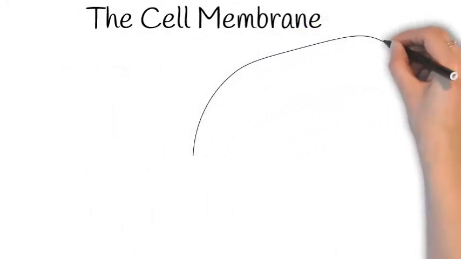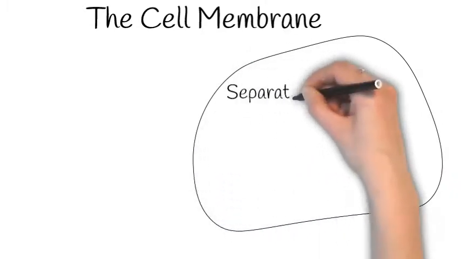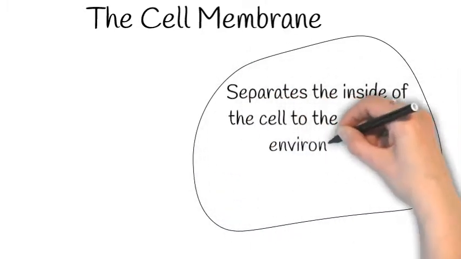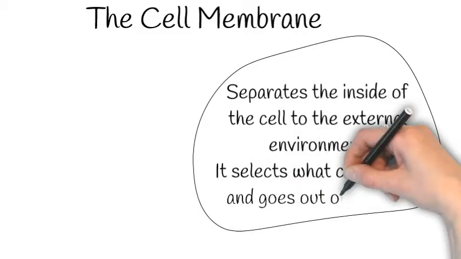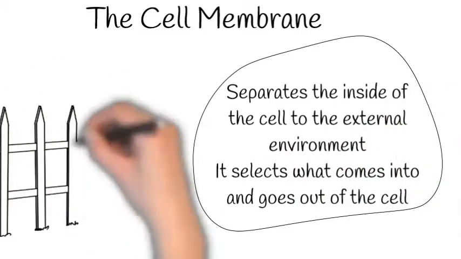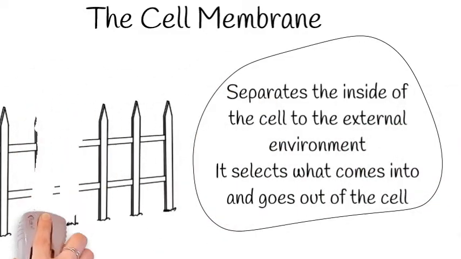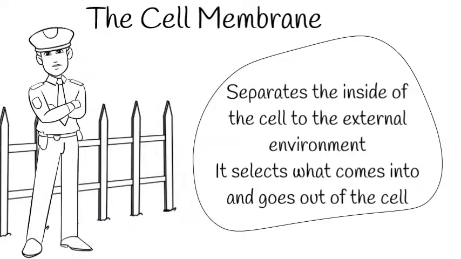The cell membrane separates the internal environment of the cell to the external environment of the cell. It selects what comes in and goes out of the cell. It acts as border patrol and the security fence around the facility.